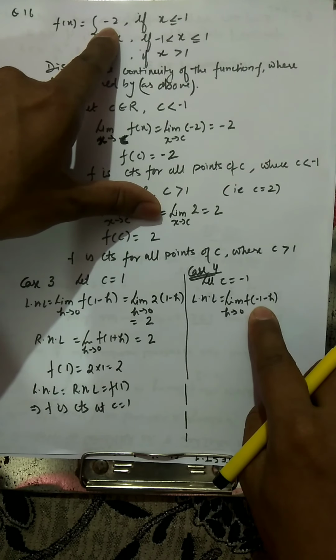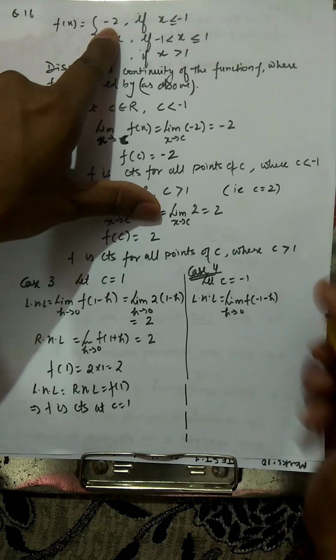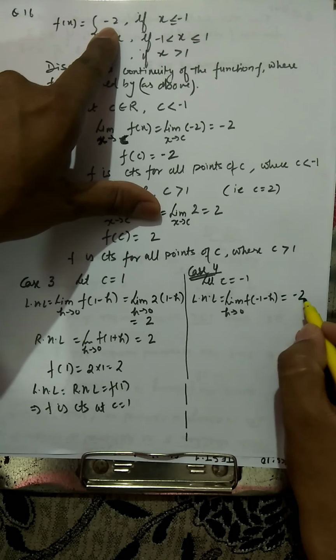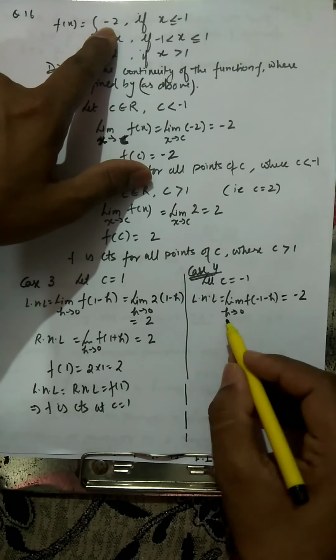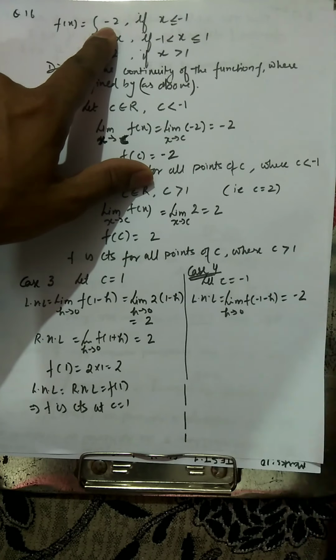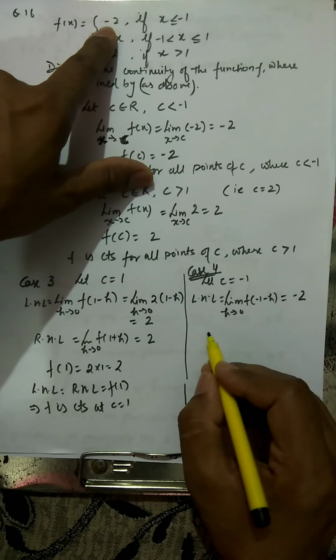So this 1.1 minus 1.1 will be less than minus 1. So its answer is going to be minus 2. So this answer is minus 2. The function's value is given as minus 2. So the limit will remain as it is, because there is no x. So simply we write this as 2.